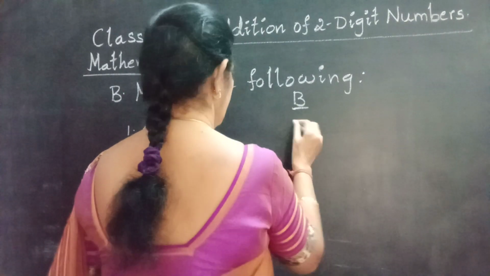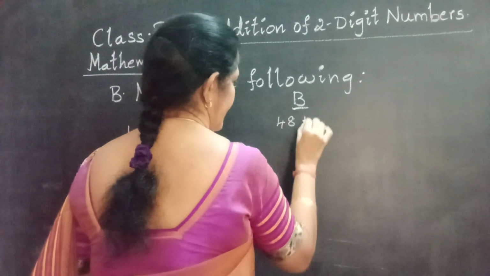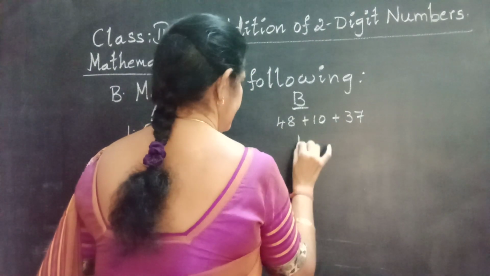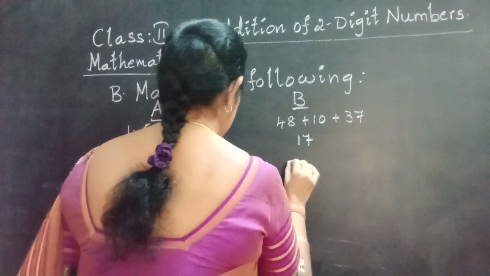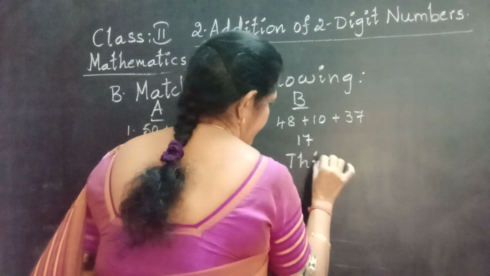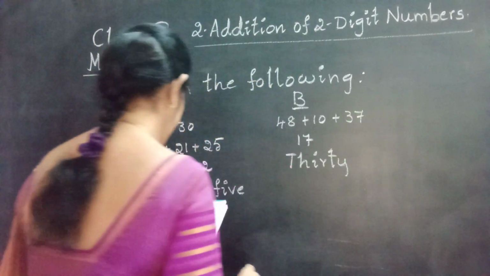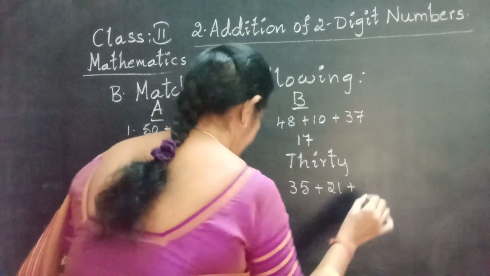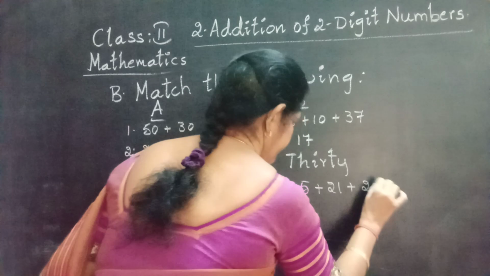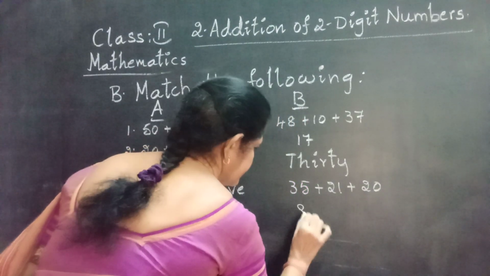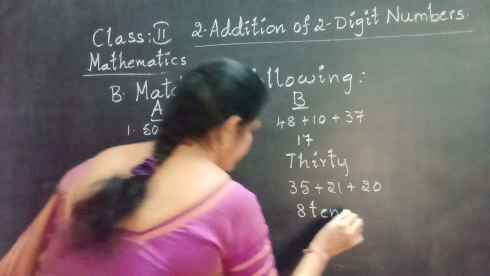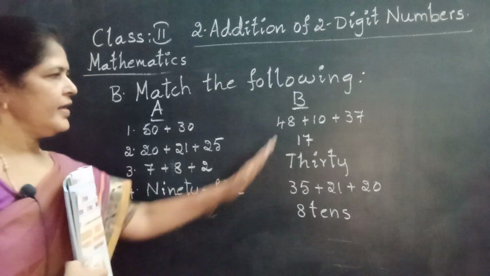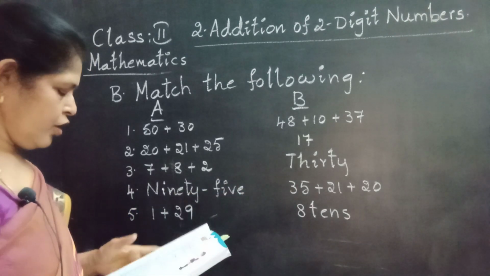Now column B. 48 plus 10 plus 37. 70. 30. T-H-I-R-T-Y. Next, 35 plus 21 plus 20. Next, 8 tens. Okay? We are going to match A to B. This is column A, that is column B. We are going to do matching.